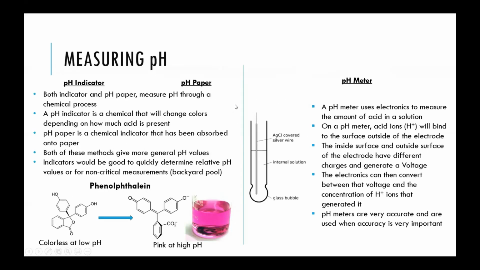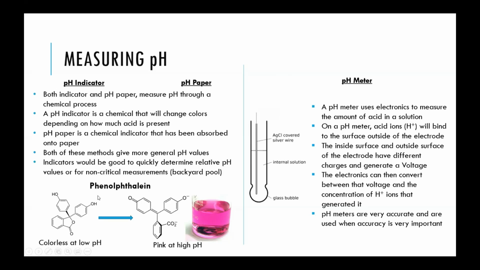So there are different ways to measure the pH of a solution. There are both chemical ways to measure the pH, and there are electronic ways. A general way of measuring pH would be through the use of a pH indicator or pH paper. And these are chemical indicators that will change color depending on their environment.